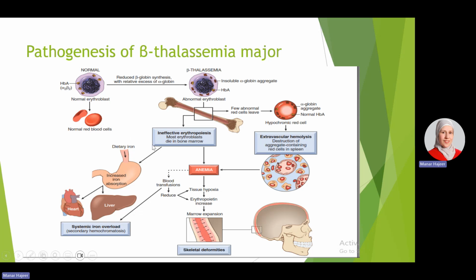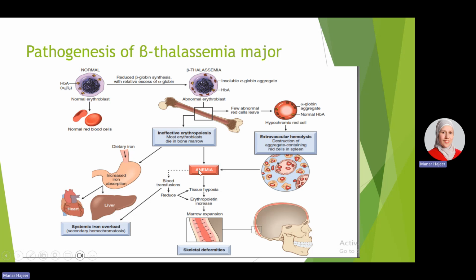The ineffective erythropoiesis and the extensive use of iron in the bone marrow will lead to increased iron absorption from the gut, and this iron will build up in the body, leading to iron overload. It will accumulate or precipitate in the heart or in the liver, which we call secondary hemochromatosis. So these patients will be anemic due to the ineffective erythropoiesis and due to the extravascular hemolysis.